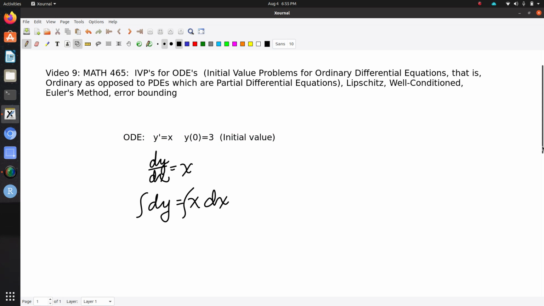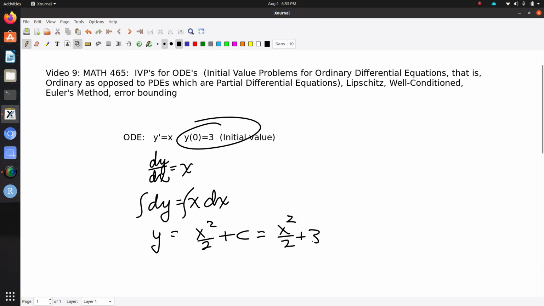Okay, but if we do this, then we integrate both sides and we get x squared over 2, but then we have plus c, and that's the whole point of having y of 0 equals 3, so that we can go ahead and figure out what c is. In this case, it's 3.